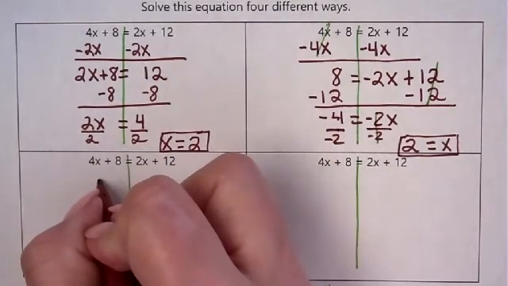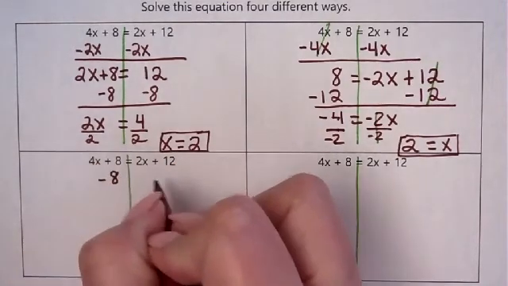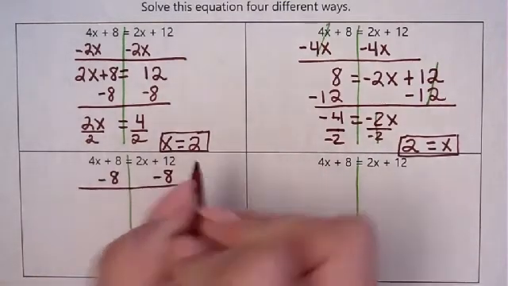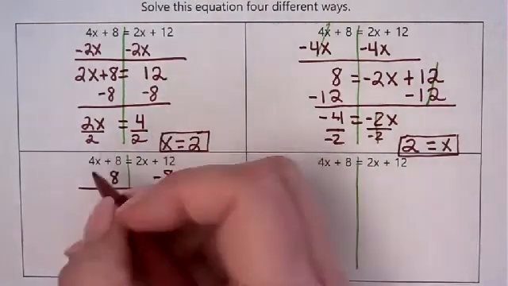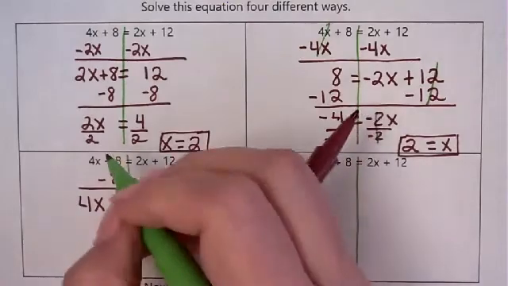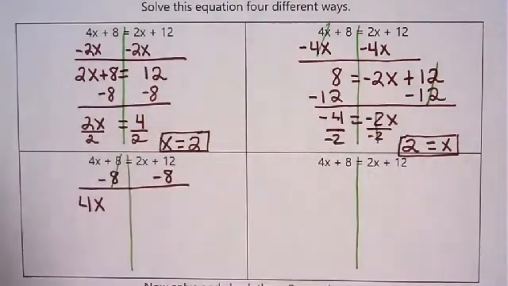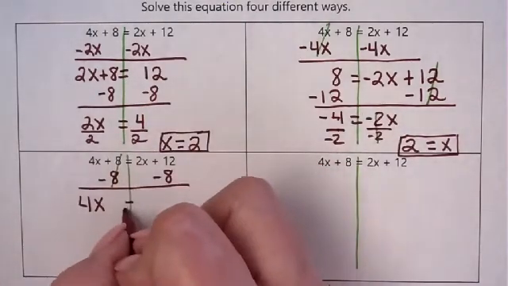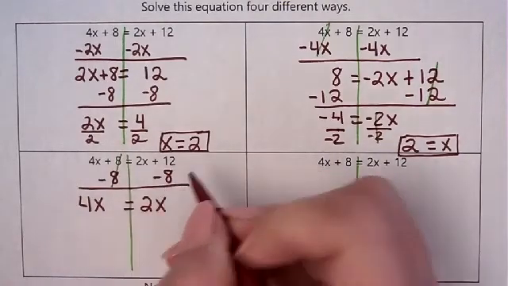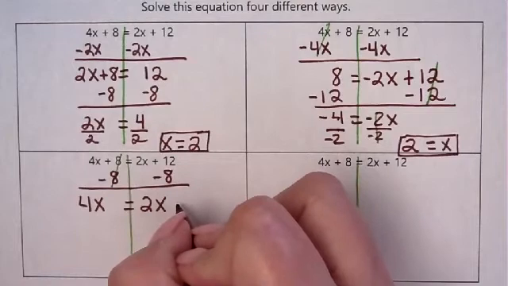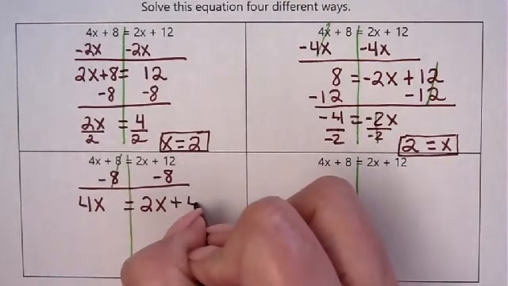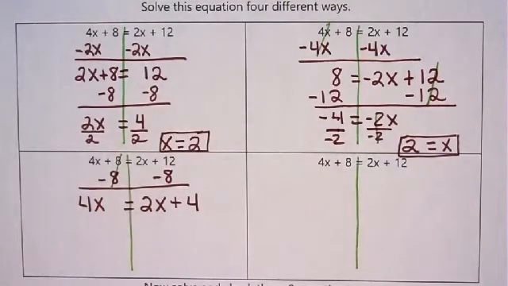So we're going to decide, well, I'd rather just go ahead and think about putting the 8 over here with the 12, just like that. Okay, now that means I have 4x right here. The 8 minus 8 is going to cancel each other out, equal to, bring down my 2x. Now right here I've got 12 minus 8, which is 4. So plus 4, just like that.